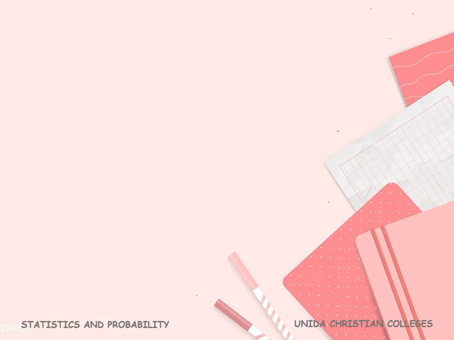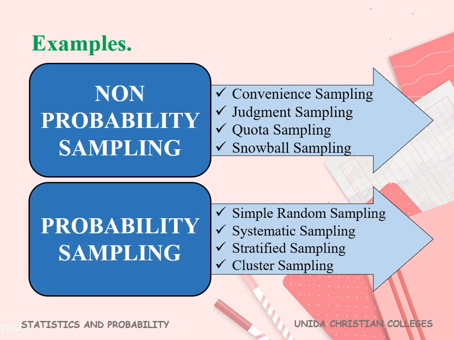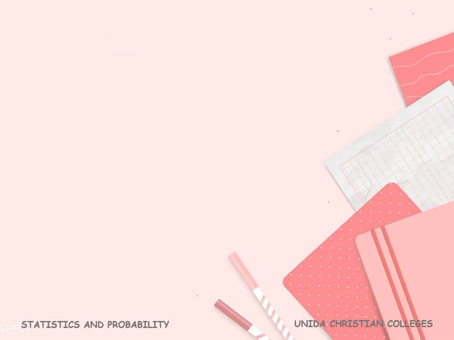Okay? So, we have here under the probability and non-probability sampling. So, non-probability sampling, we have 4: convenience, judgment, quota, and snowball. Probability sampling, we have also 4: simple random, systematic, stratified, and cluster sampling. So, meaning we have 8 sampling techniques. Okay, ngayon, kailan natin gagamitin si non at si probab?